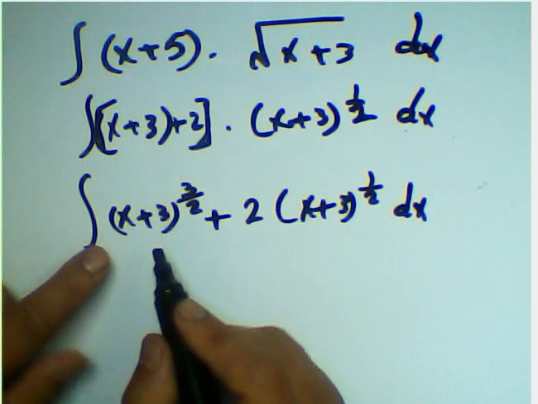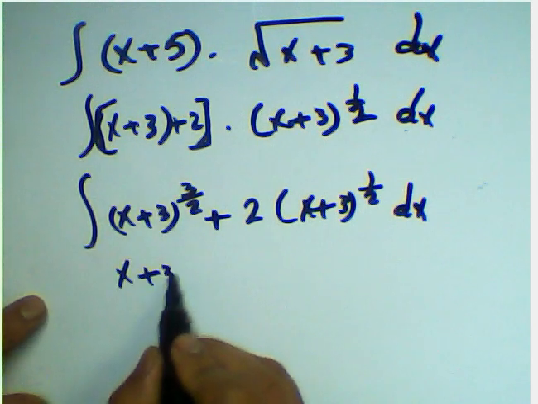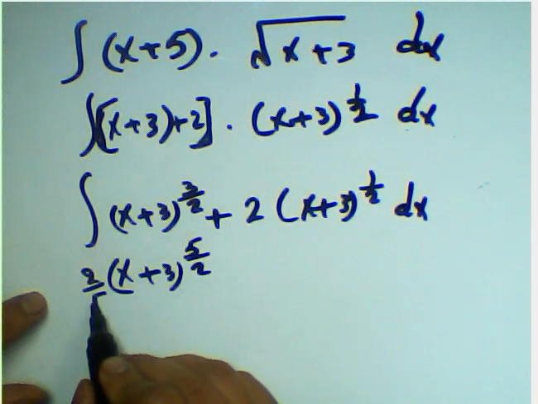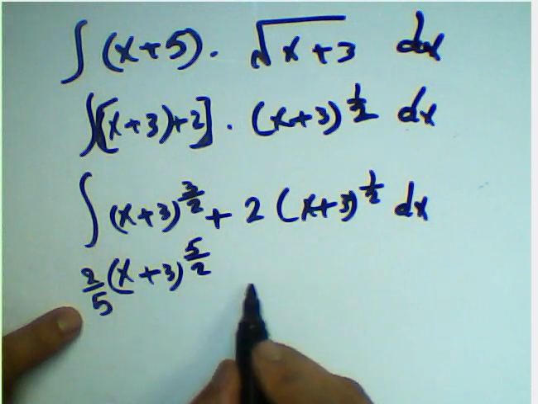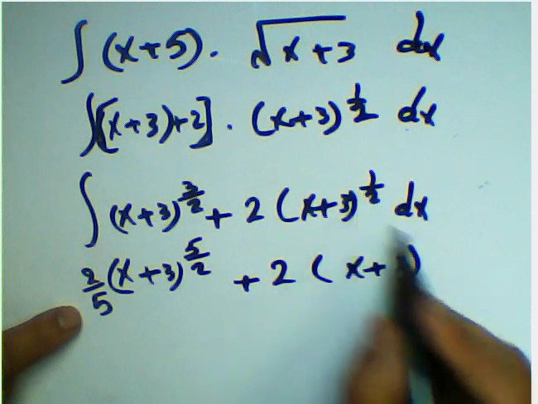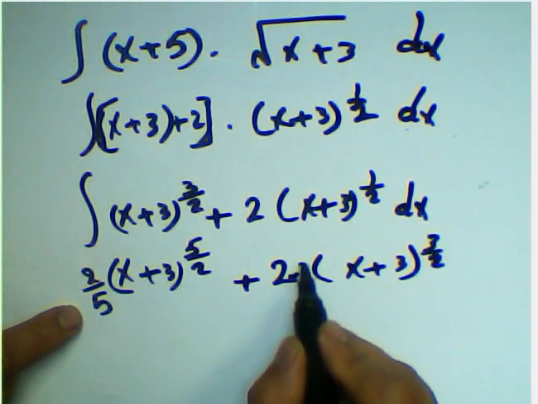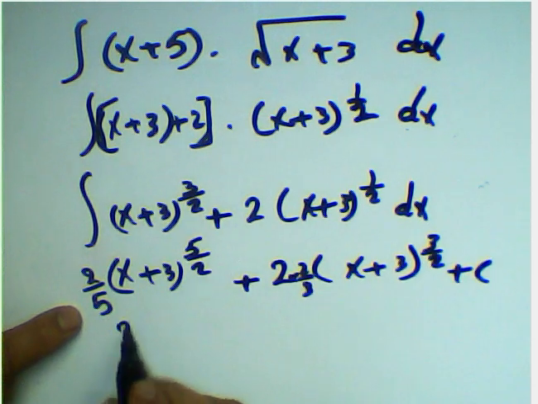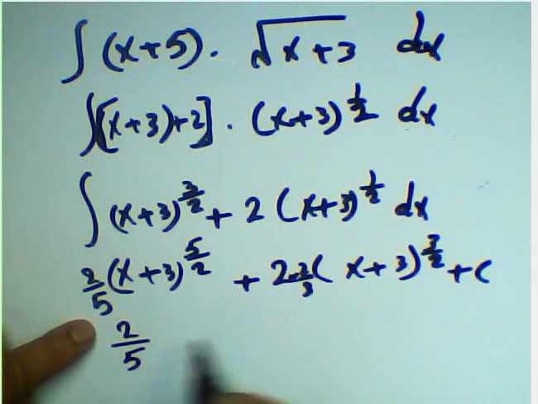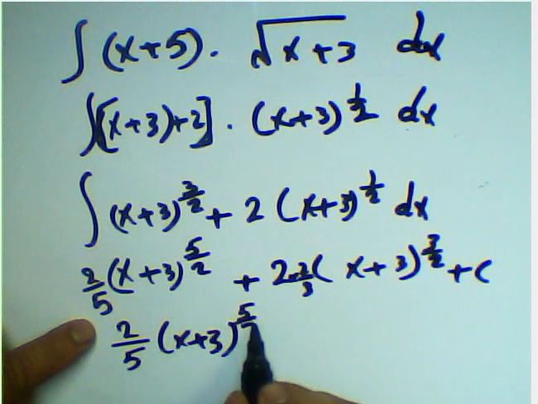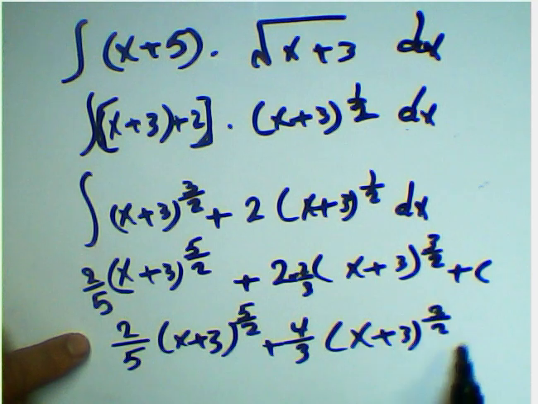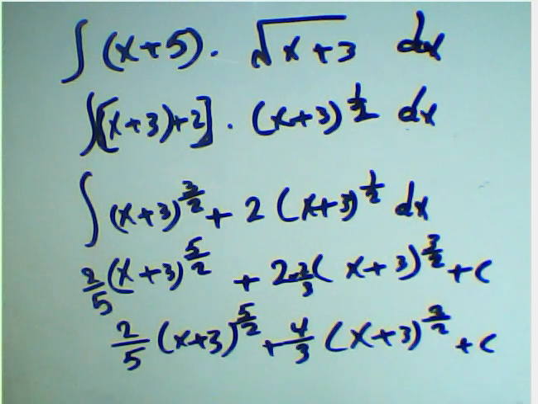Then we can find the integration of x plus 3: add 1 to the power and divide by the new power, 5 over 2, so it will be 2 over 5, plus the integration of 2 times x plus 3: add 1 to the power, it will be 3 over 2, and divide by the new power, 2 over 3, plus constant. The result will be 2 over 5 multiplied by x plus 3 all power 5 over 2, plus 4 over 3 multiplied by x plus 3 all power 3 over 2, plus constant.